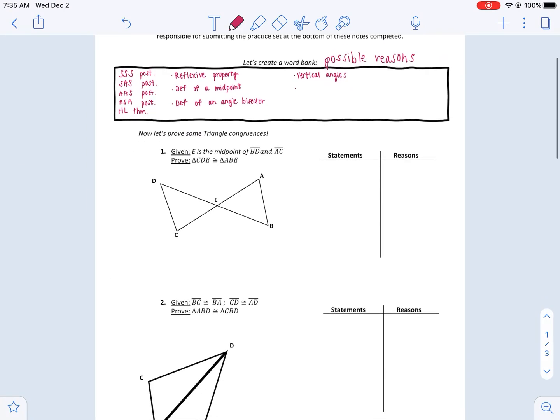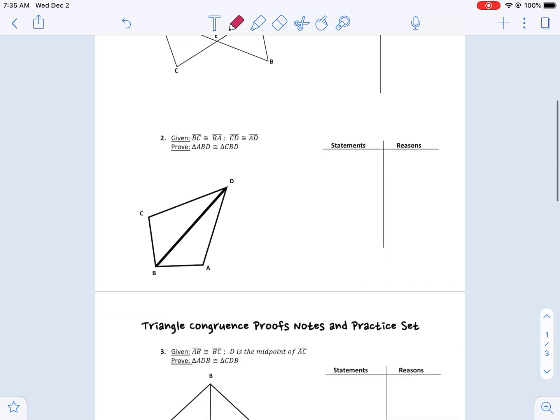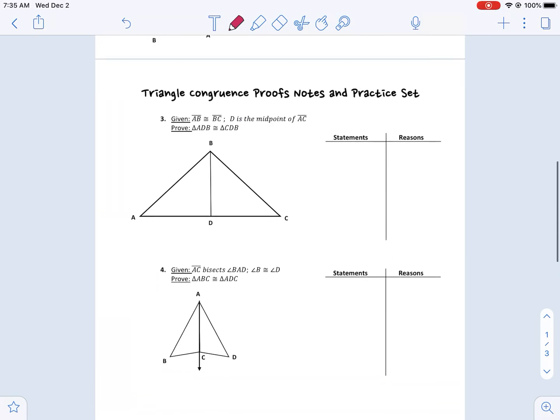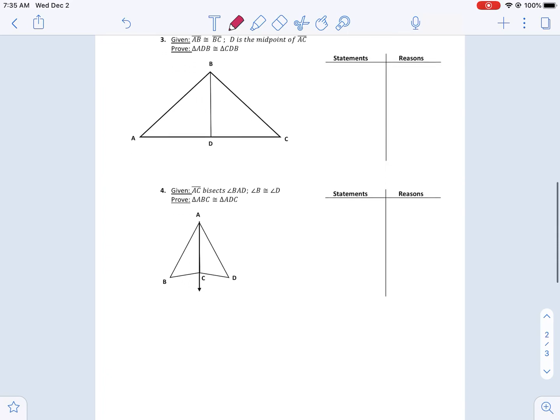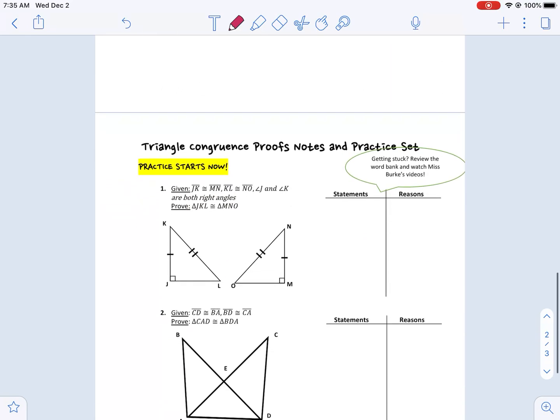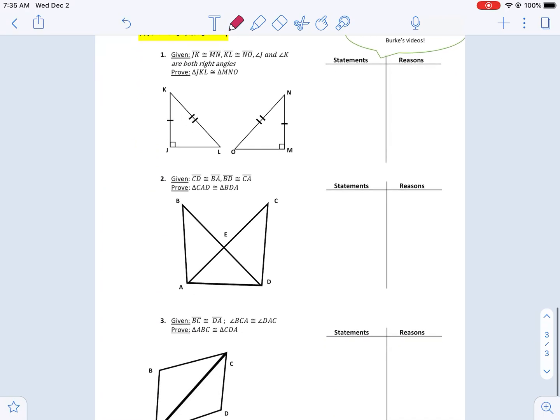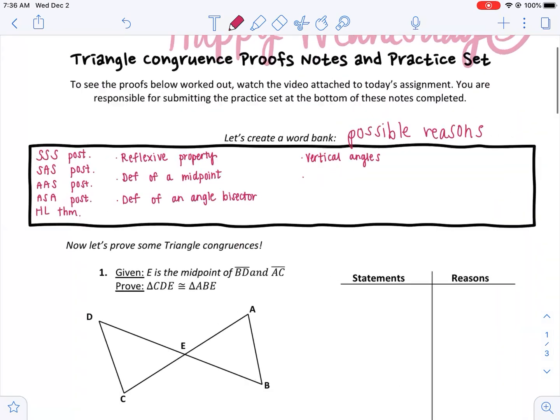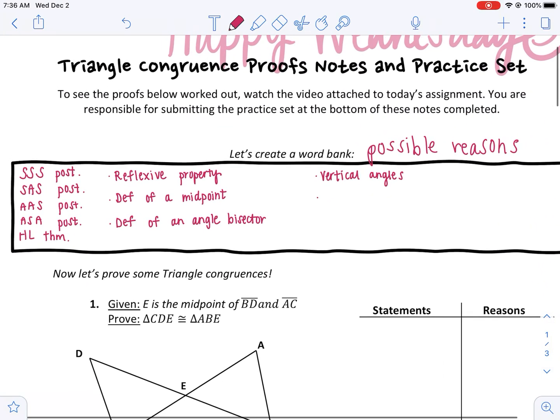Let's see what else we've got here. Midpoint, reflexive, bisector, hypotenuse leg. I think that will honestly do it as I work through these first proofs that are in our notes sections. If I come across another one, I will absolutely add it to our word bank. Okay, so let's get started. I'm going to work through these first proofs.